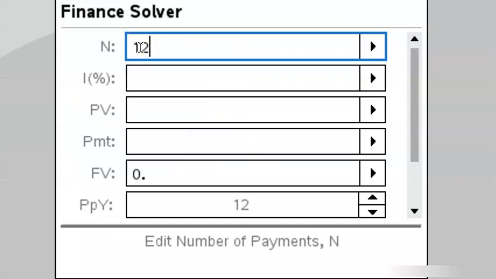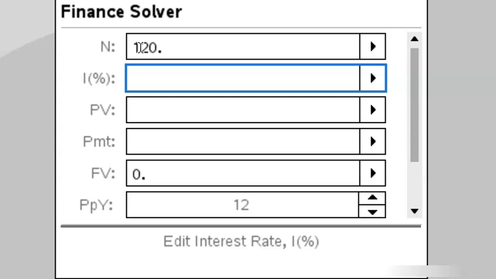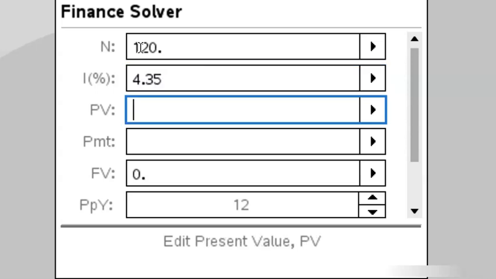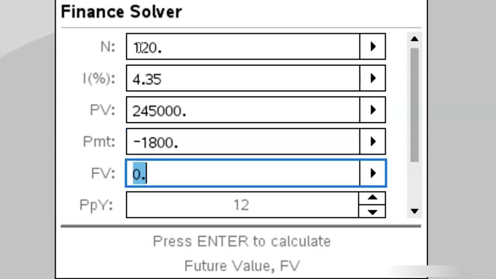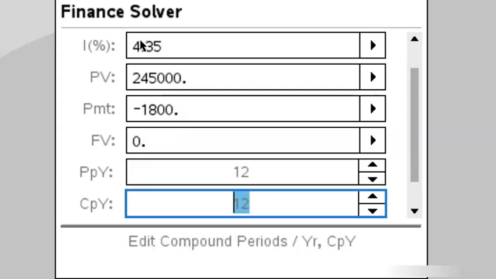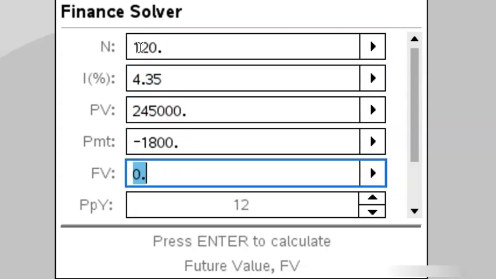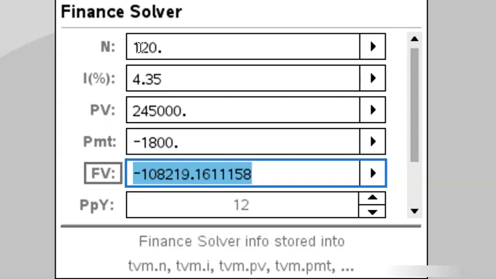Okay, so transferring that information in, 120 payments, 4.35% per annum. A loan of $245,000, making payments of $1,800, and checking that our PPY, CPY are monthly. So the future value there is $108,219.16. So what we are going to do now is take that future value and it's going to become the new starting point for our loan.